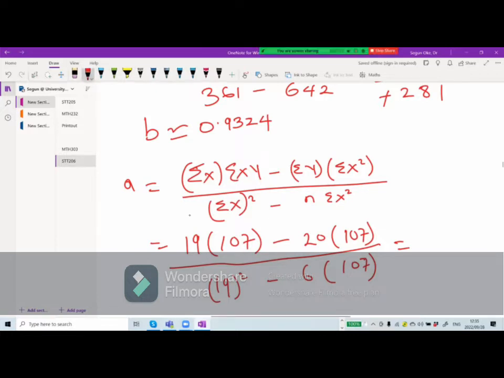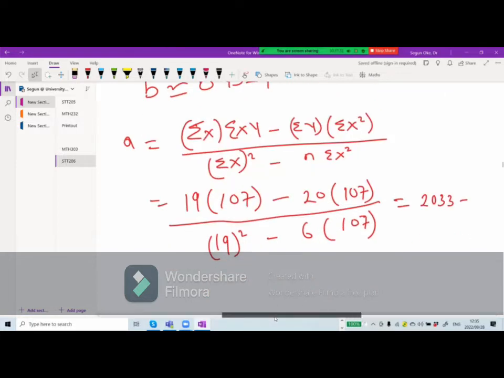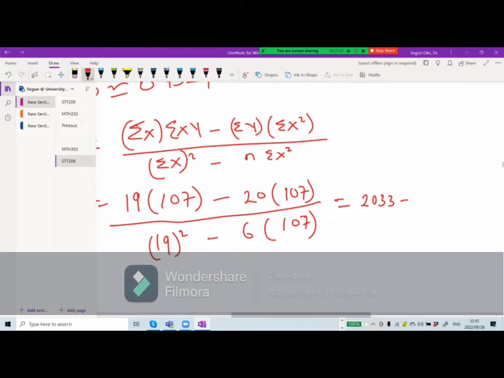2033. 19 times 107. 2033 minus 2140. Okay. 2140 divided by 19 squared, which is 361. Then 6 multiplied by 107 is 642.